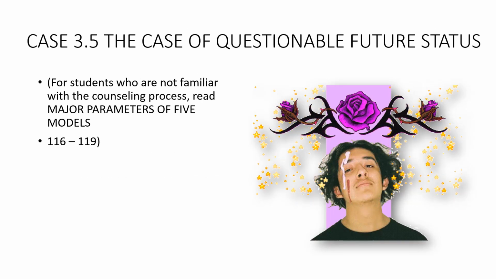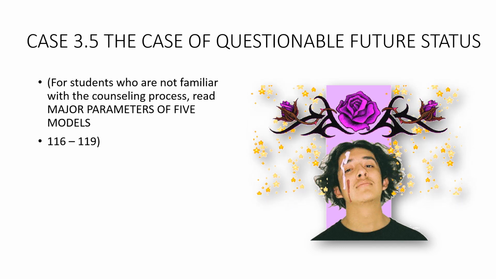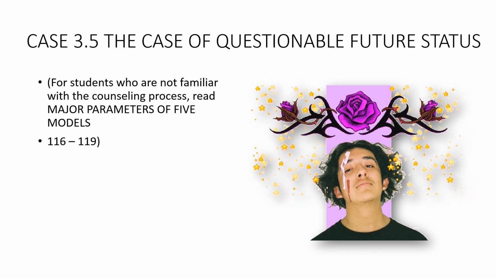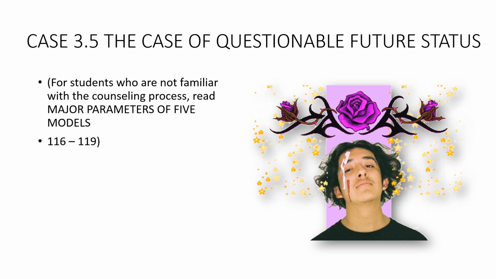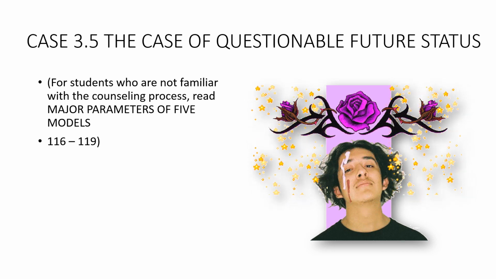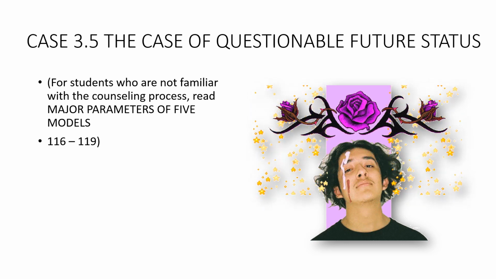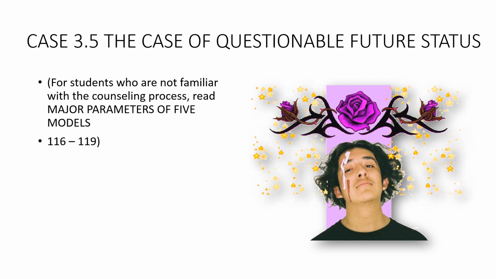And the last case is 3.5, the case study of the questionable future status. So let me read you a little bit about this person from the book. Carlos wanted to go to college but was unsure of his future status as a citizen. He came from the interior of Mexico at the age of 8 to join his mother, who had left him for 1 year with his grandmother while she found a place for them to live in the United States. She married a U.S. citizen and has now established a home.